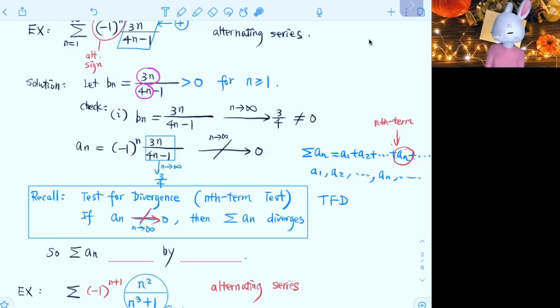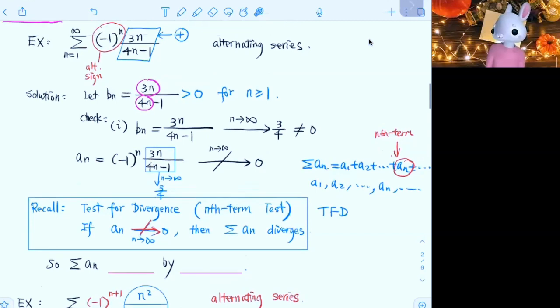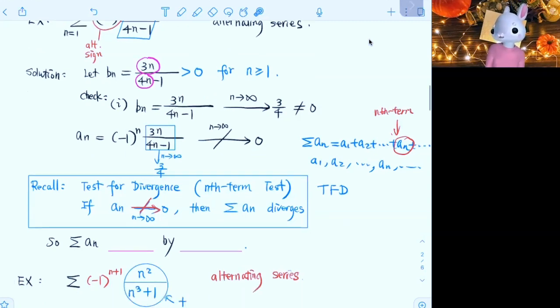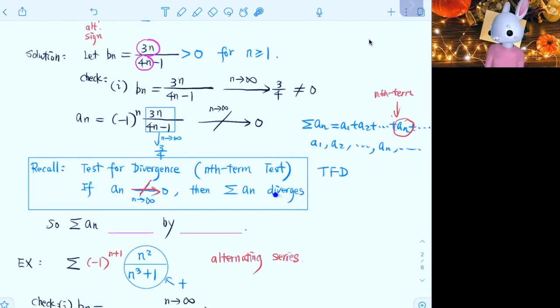When the An doesn't go to 0, we can say that the series diverges by TFD, which is called the test for divergence, or you can say the nth-term test. So that's the reason I was asking you to check this condition first. Check if the Bn goes to 0 or not. Number one is because it's easy to check to see if it goes to 0 or not. Number two is because if it doesn't go to 0, then the An doesn't go to 0. And then you can conclude right away the series diverges by the test for divergence, by the nth-term test.